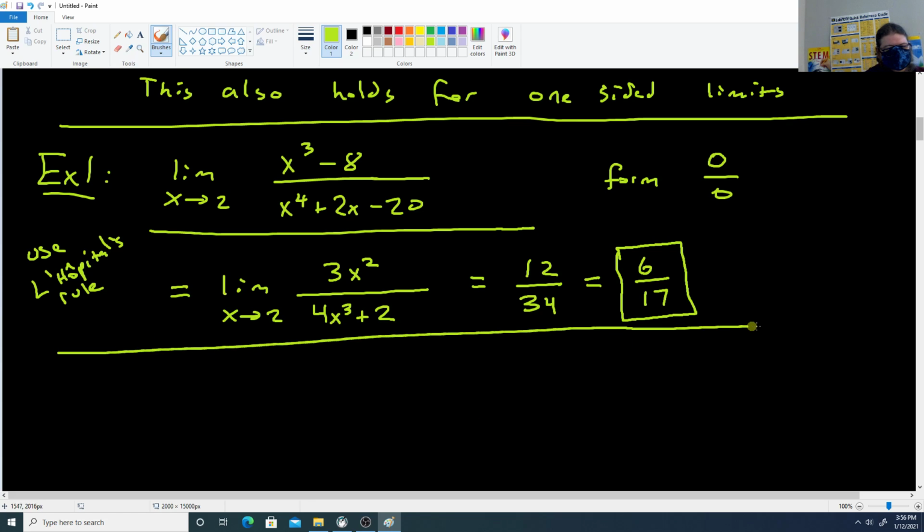So this is easier than trying to factor and cancel. But again, to use it, you have to be in this form here, 0 over 0. If you're not in 0 over 0 form or infinity over infinity form, you can't apply L'Hopital's rule.